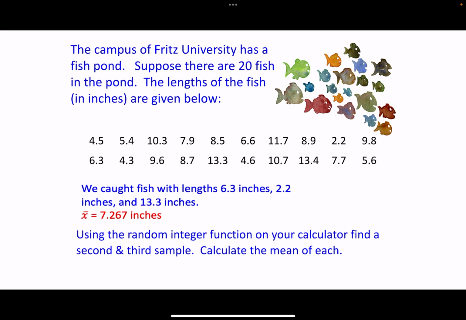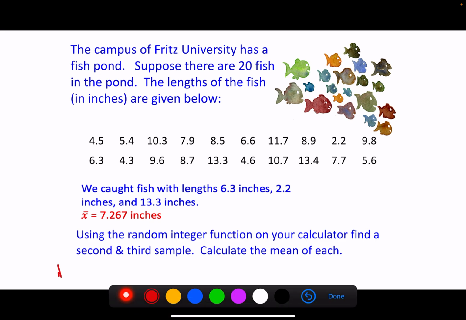So then we're going to use the random number function on your calculator to find a second and third sample. Let's talk about how to seed your calculator first. So everybody have your calculator out. In the home screen, you are going to enter your ID, and then push the STO button. Then you are going to go to math, PRB, and do number 1, rand.